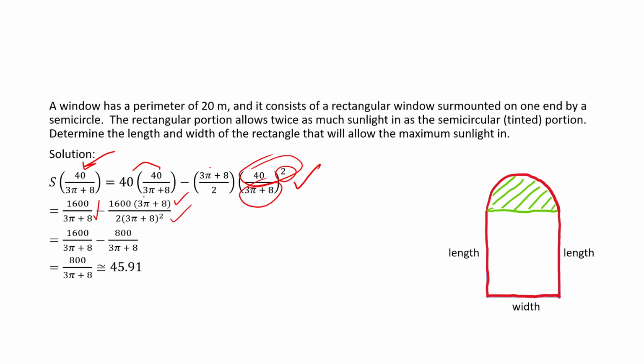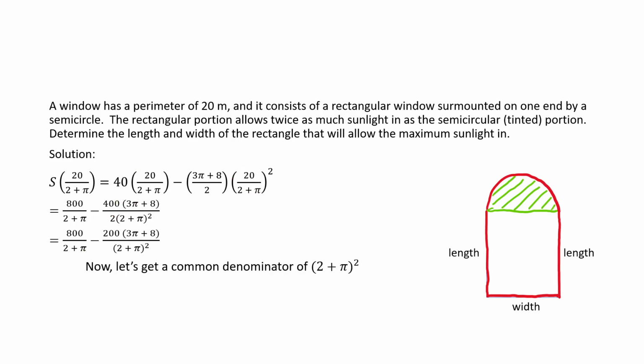Okay, well, we can actually do a little factoring up top. We can cross out the 1600 and make it 800, and then cross out that 2 and make it a 1. And we can cross out this 3 pi plus 8 and cross out one of those 3 pi plus 8s. And we actually get this value right here, which is simply 800 over 3 pi plus 8. And that's roughly equal to 45.91. So 800 over 3 pi plus 8 will be the sunlight coming in at the value of r that sets the derivative equal to 0.